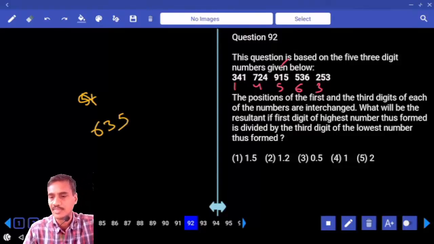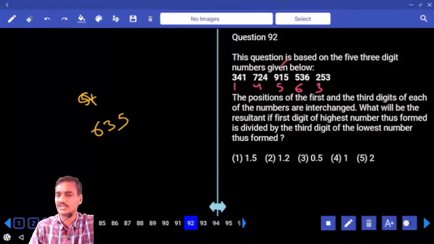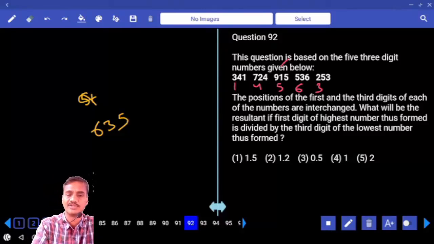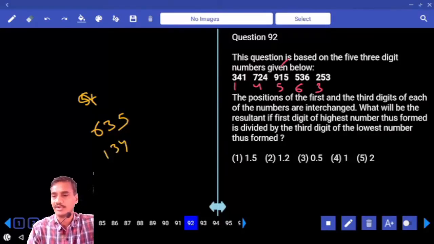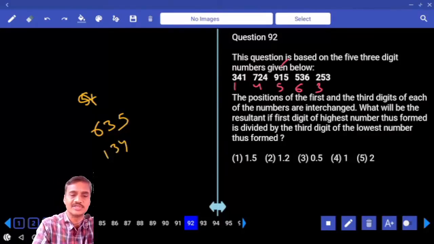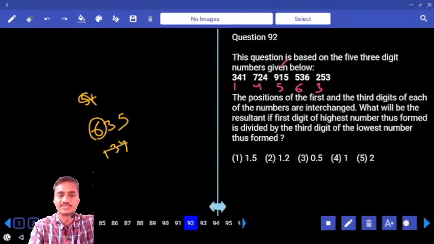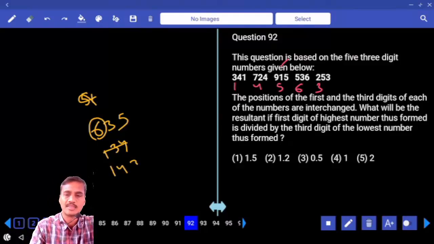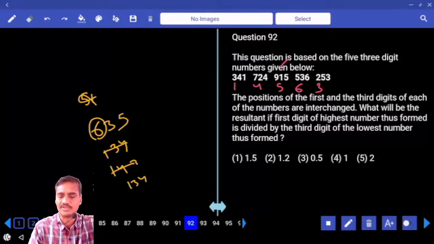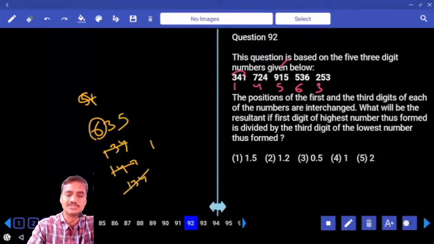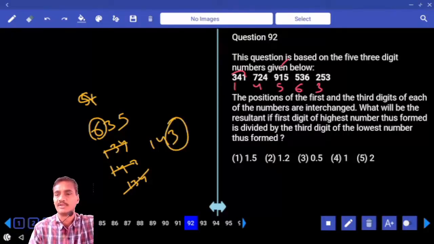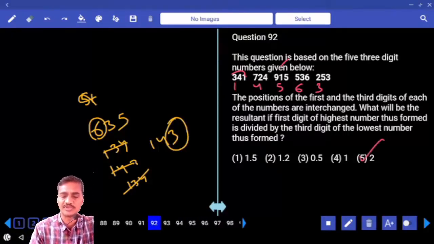The highest is divided by the third digit of the lowest. What is the lowest number here? 134. Now what will the result be? The first digit of the highest number, 6, is divided by the third digit of the lowest. What is the third digit of the lowest here? 134. And 143. Yes, these two are interchanged. As these two are interchanged, 143. Now third digit of the lowest is 3. Now 6 divided by 3, 2, choice 5, question number 92.